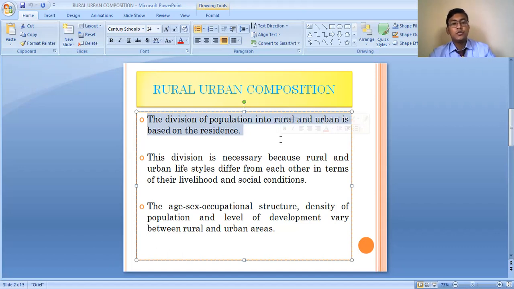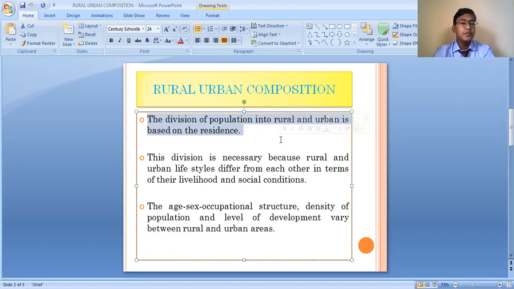So what does rural settlement mean? Rural settlement means where the people are mainly engaged in agriculture, animal husbandry, and mining, quarrying and so on. Whereas urban areas refer to those areas where most of the people are engaged in secondary and tertiary activities. So depending upon the place of residence, the population of a country or a region can be divided into two categories, that is the rural population and the urban population.